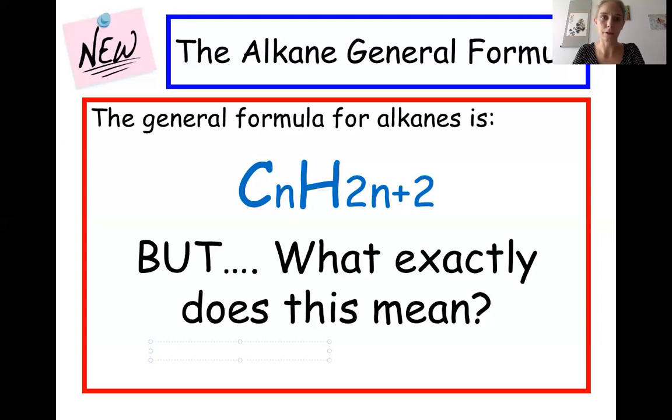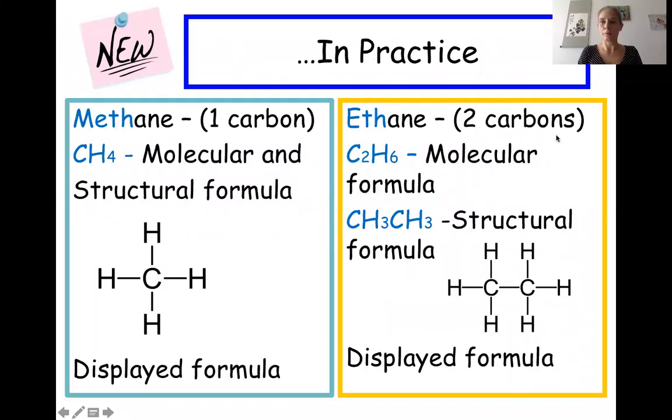So, a couple of examples, we've talked about these already. Methane, meth for 1 carbon, ane for alkane. Molecular and structural formula are the same in this case because there is only 1 carbon block. So our structural formula and molecular formula both say CH4. Our full displayed formula would be like this. Each has a single bond because we're an alkane.